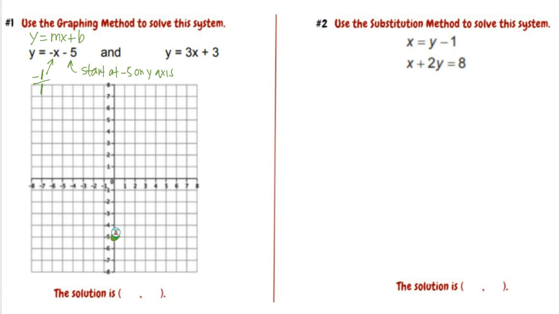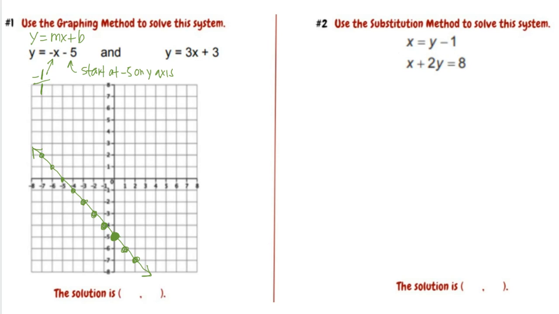I'm going to count up 1, left 1, up 1, left 1, up 1, left 1, and keep putting dots, up 1, left 1. I could also go down 1, right 1, down 1, right 1. All that is going to give me a -1 over 1 slope. Okay, so now we've graphed that first equation.